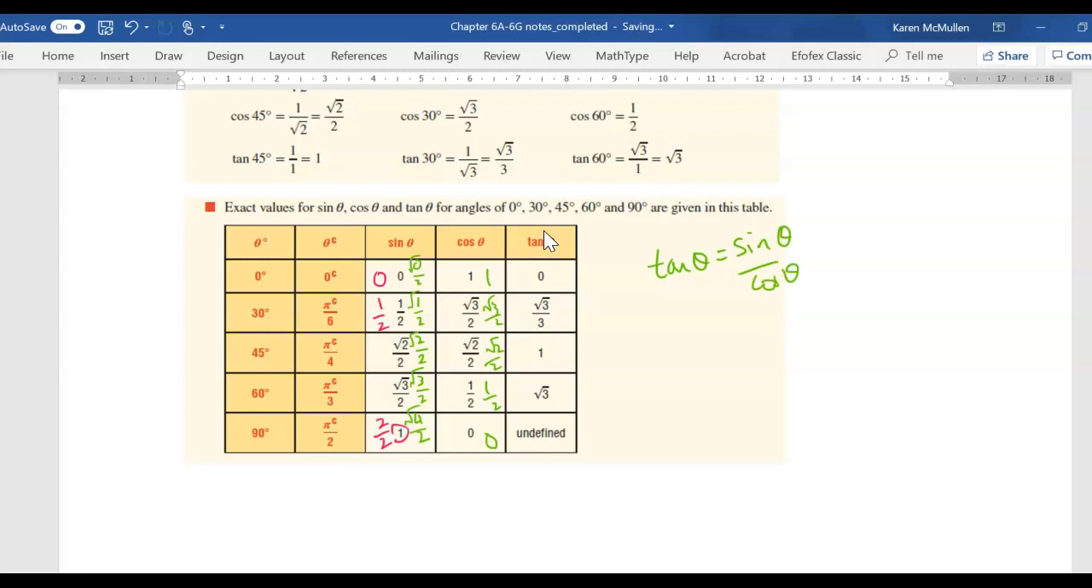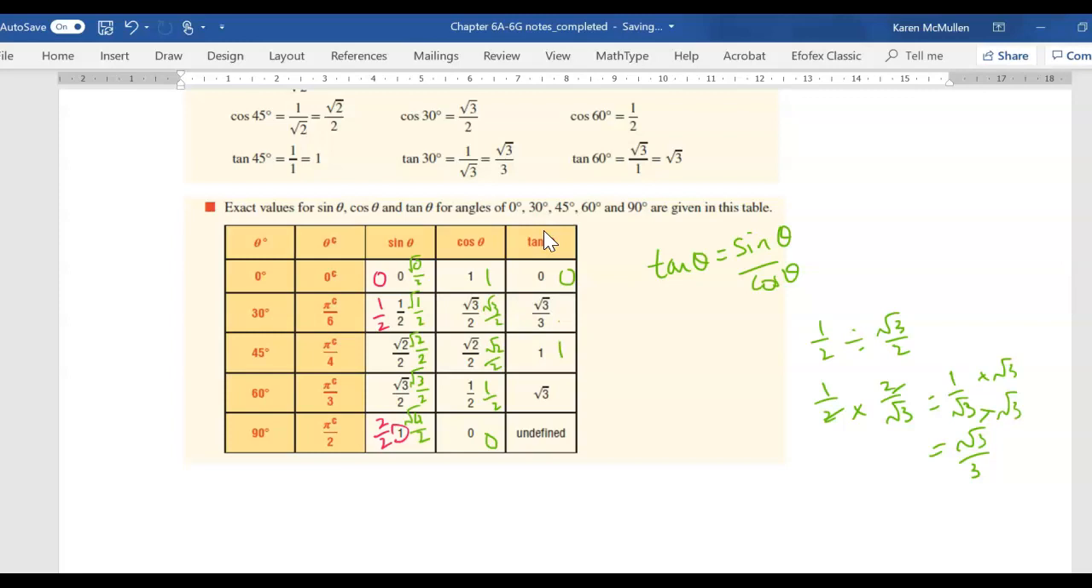So we're just going 0 over 1 is 0. A half over half divided by, what is that, root 3 on 2. That's the same as a half times 2 on root 3. They cancel out and we get 1 on root 3. If we're rationalizing the denominator, you multiply it by root 3 on 3. Sorry, root 3 on root 3. So we get root 3 on 3. Root 2 on 2 over root 2 on 2 is 1.